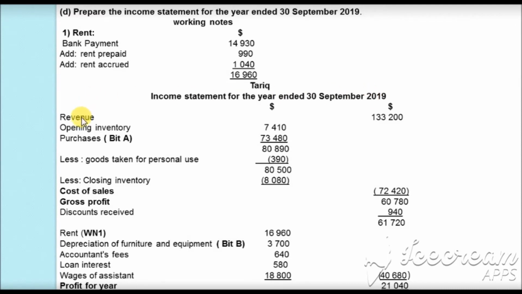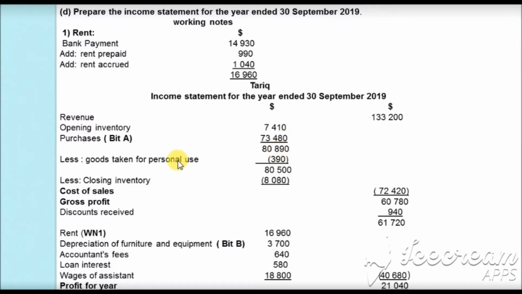Now let's proceed and make the income statement for the year ended 30th September 2019. We will start with the sales revenue, which was given in the additional information which was mentioned before the bit C of the question as sales revenue, and the value was $133,200. And from there we will subtract the cost of sales. In cost of sales we have the opening inventory, which was given as $7,410. To this we add the purchases, which was calculated in the bit A of the question as $73,480. Once we add this, we get the total as $80,890.